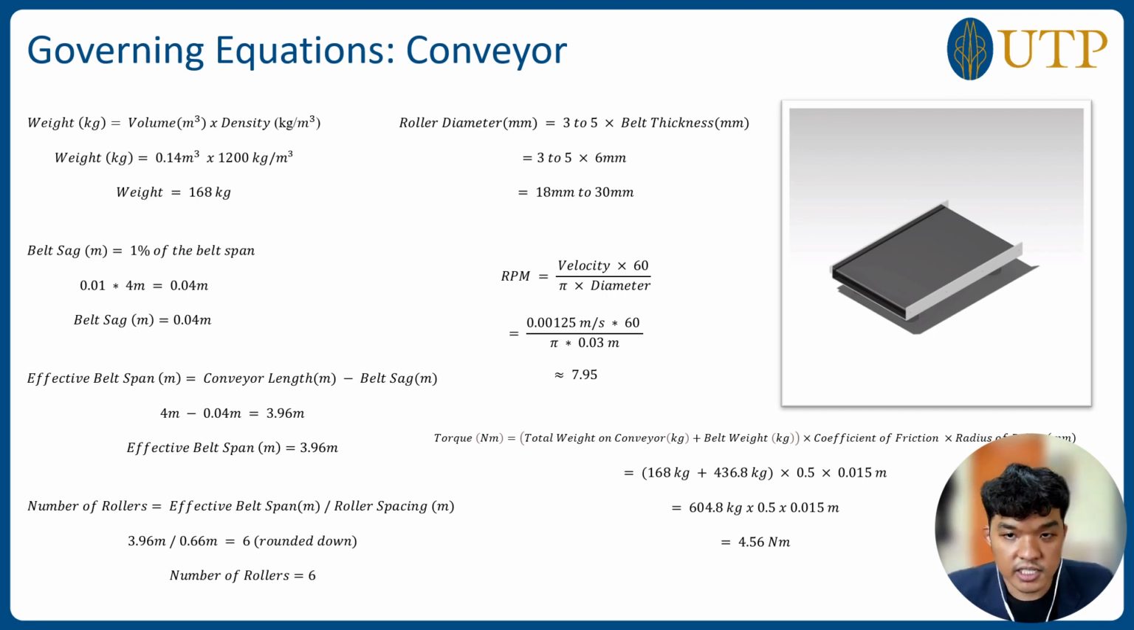And the last equation is to calculate the torque required for the conveyor. The formula relates the torque required for the conveyor to three crucial variables: the total weight on the conveyor, the belt weight, and the radius of the roller. Additionally, we have the coefficient of friction, which accounts for the resistance between the belt and the roller. So after plugging in all the values, the required torque for our conveyor system is approximately 4.6556 Newton meter.